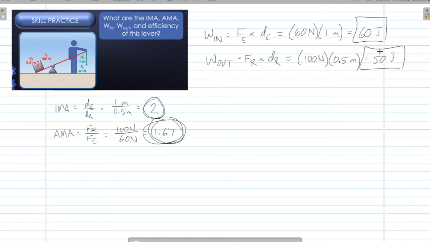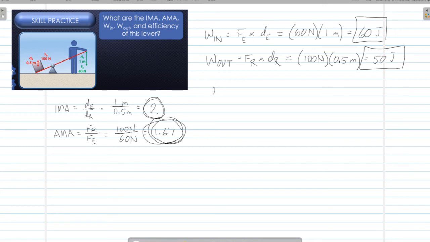So again, we stop and check to make sure everything's making sense. The work output should be less than the work input, and it is. 10 joules of work have gone missing, probably because as the lever moves, it experiences friction as this part spins.